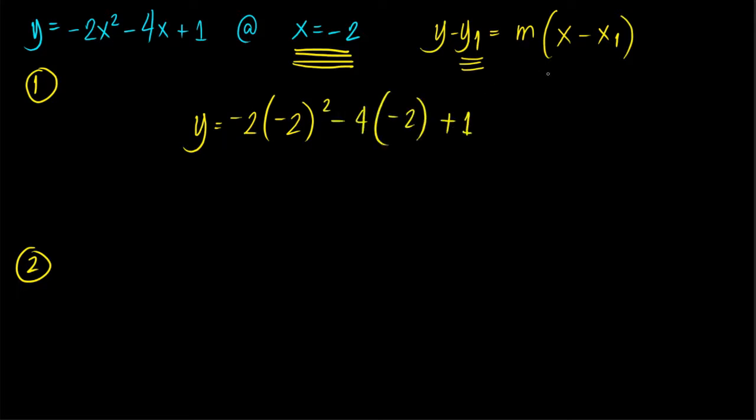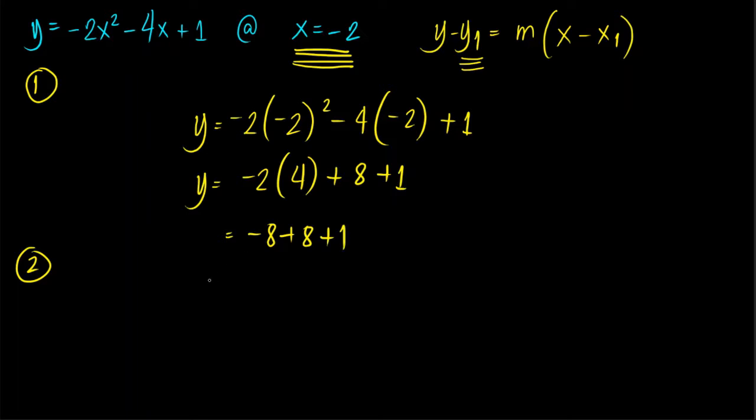So with that, y equals negative 2 times negative 2 squared minus 4 times negative 2 plus 1. So, don't derive first. Remember, y should come from the original equation first. So, y equals negative 2 times 4. Negative and negative is positive 8, plus 1. Further, this becomes negative 8 plus 8 plus 1. And therefore, y is equal to 1.